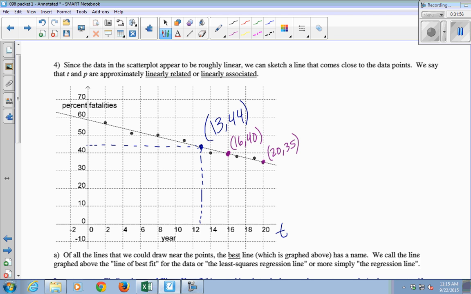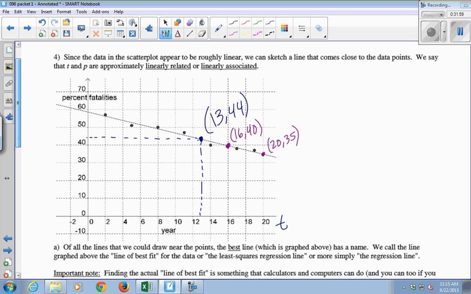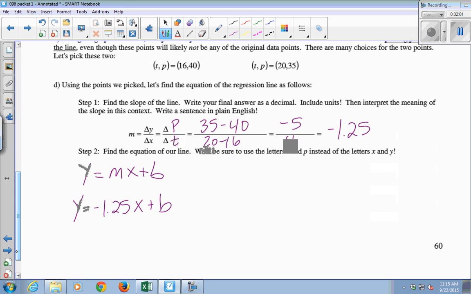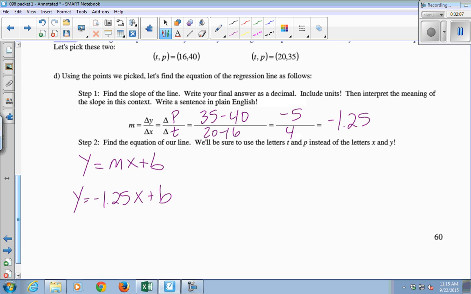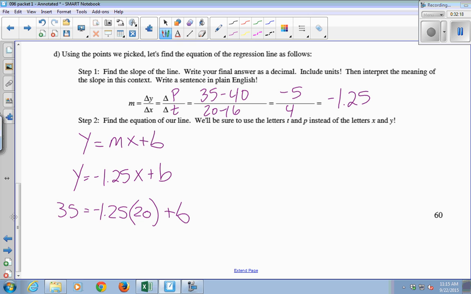Pick one of the 2 points, plug it in, and solve for b. So I can pick any point I want. I'll pick 20, 35. So I put 35 in for y, 20 in for x, and then b is my only unknown, and I solve for b, which will be the y-intercept.